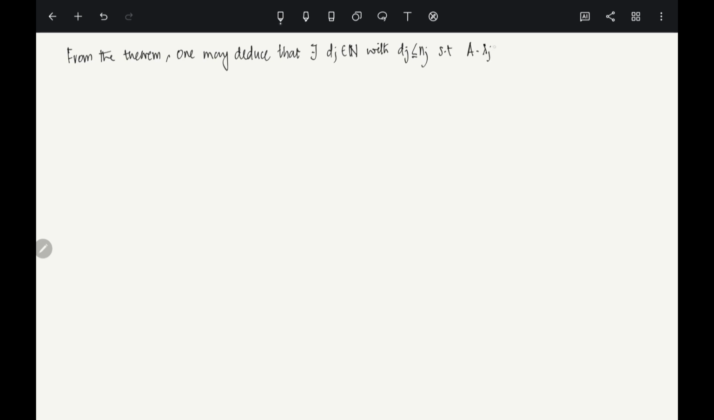So basically what we can say is this: from the theorem one may deduce that there exist integers dj in N, with dj less than or equal to nj, such that (A minus lambda j I) to the power dj acting on v equals 0 has at least nj linearly independent solutions.